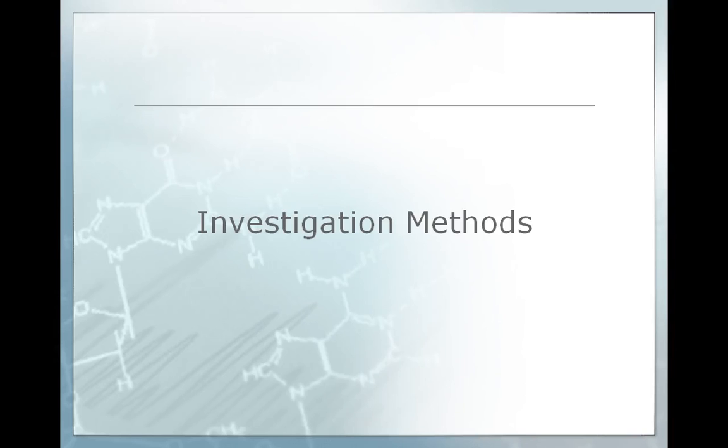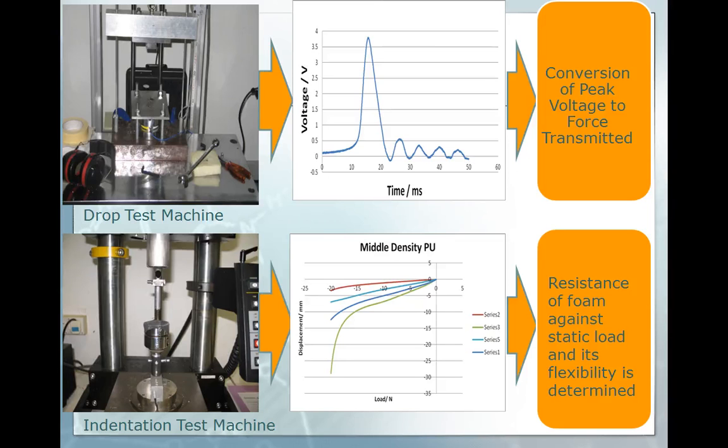Now, I'll be telling you how we go about doing our experiments. Here are two pictures of the machines utilized for our experiments. After a calibrated load of the drop test machine was released on a laminate composite, the general graph shape is as shown and is being depicted on an oscilloscope screen. Force transmitted is taken from the peak voltage value of the graph using a constant factor conversion. A displacement load graph is being plotted at the same time.